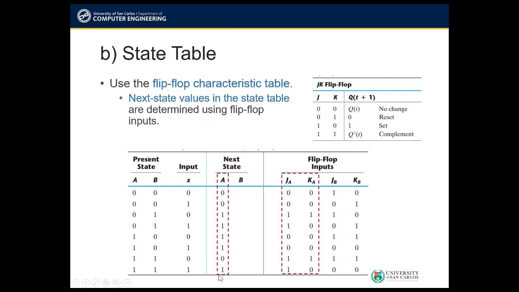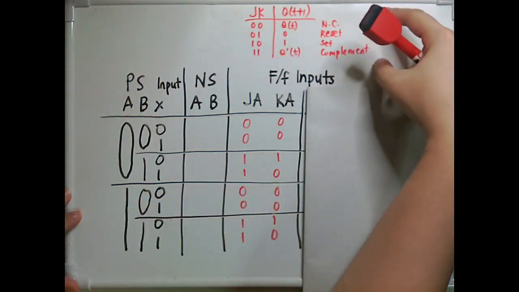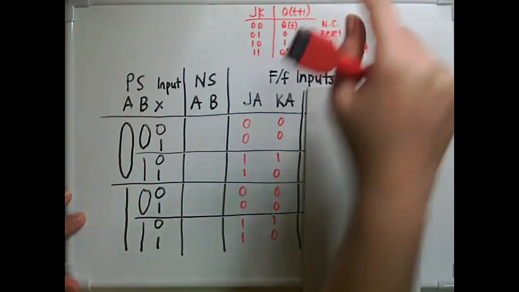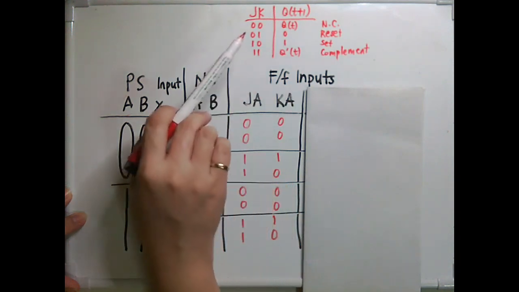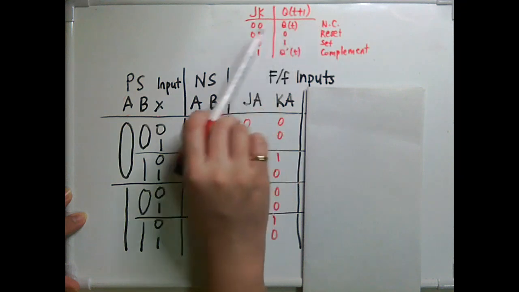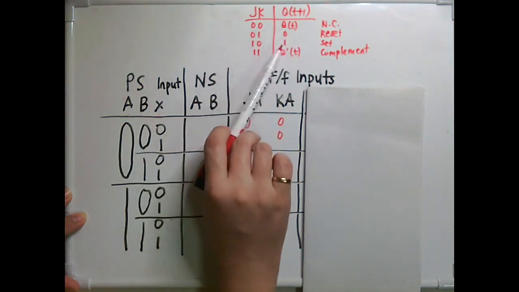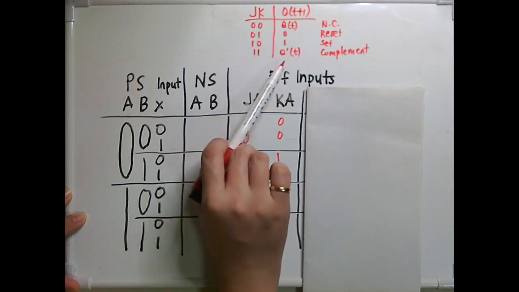So let's go back to our partially filled state table. This is just a lookup table, the characteristic table that we're going to use. I hope it's not too small. Anyway, 0, 0 is no change. 0, 1 is reset. 1, 0 is set. And 1, 1 is complement.